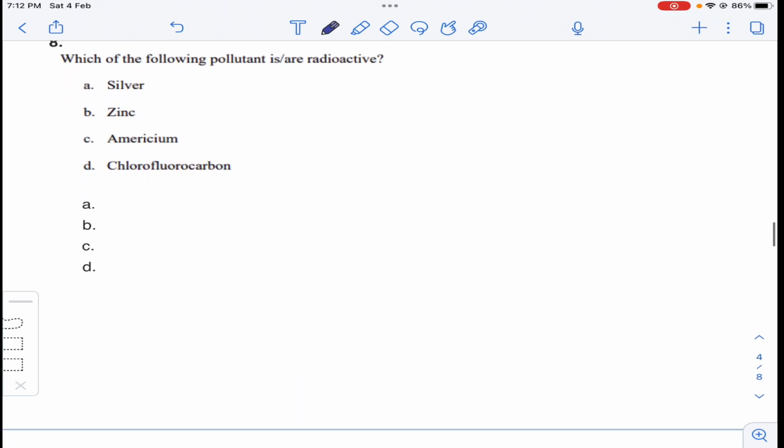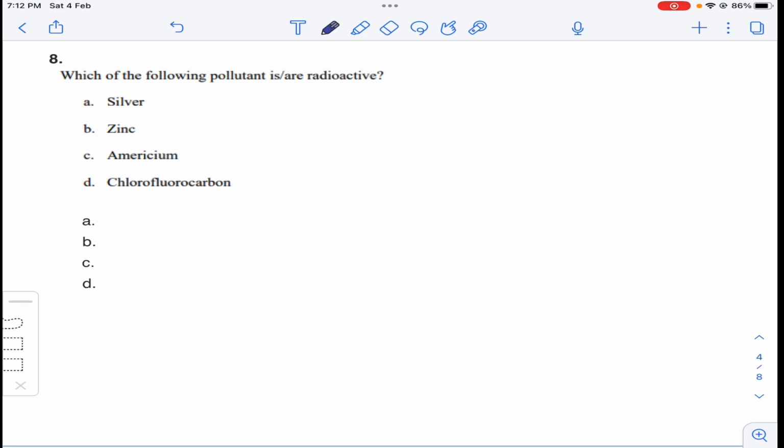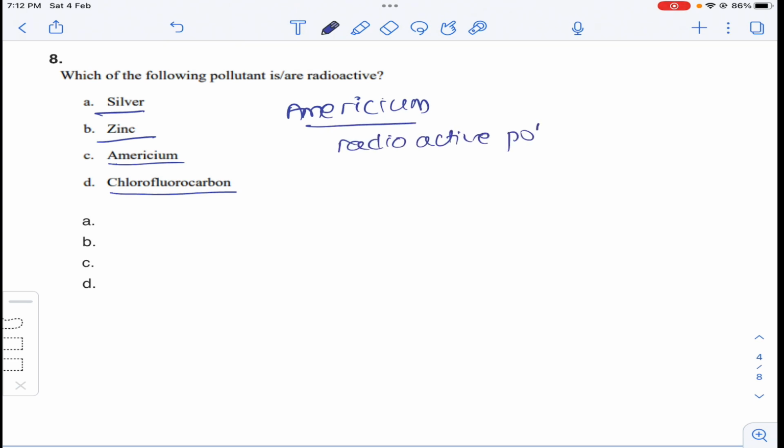Coming to question number 8. Which of the following pollutant is radioactive? So silver, zinc, americium, chlorofluorocarbon. Out of the given 4, which of them are radioactive? So americium is a radioactive pollutant. The remaining 3, silver, zinc, chlorofluorocarbons, do not come under radioactive. Answer C for question number 8.